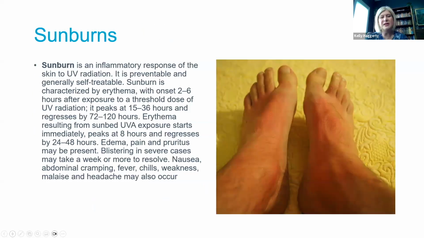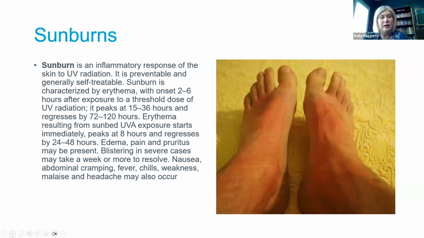Sunburns. Now, most pharmacists are familiar with sunburns. Remember that the redness is the obvious sign, but of course, systemic effects can occur along with the redness. Sunburns are an inflammatory response of the skin to UV radiation. They are preventable and generally self-treatable.